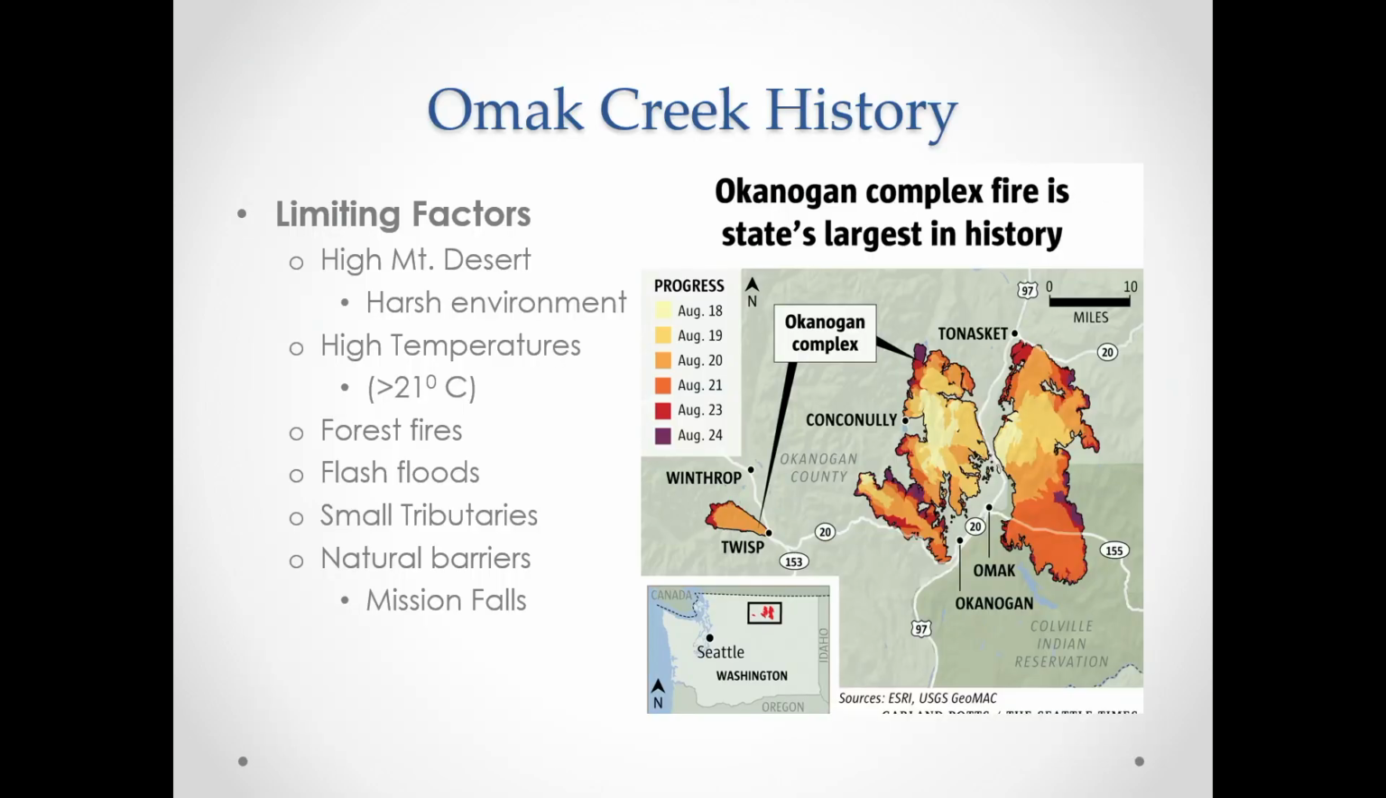So a little bit of history or background with Omak Creek. Omak Creek has a lot of limiting factors. It is a high mountain desert area with a harsh environment. Temperatures in the creek often exceed 21 degrees Celsius or greater in the summertime. There are lots of forest fires and flash floods. It's a small tributary, and there are also a lot of natural barriers.